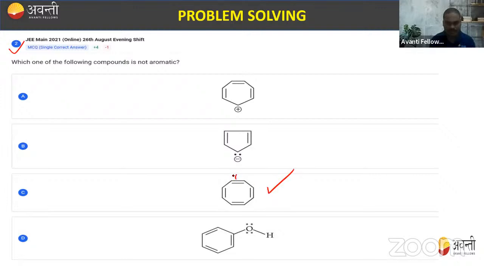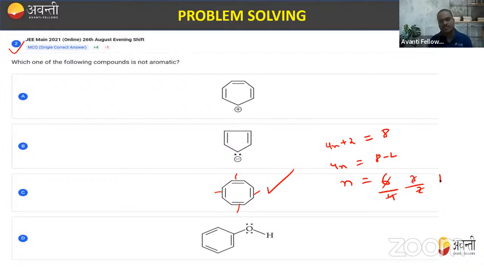Because here we have 1, 2, 3, and 4. So this is equal to 4n plus 2, and this is equal to 8 electrons. So 4n is equal to 8 minus 2, which is equal to 6. So n is equal to 6 by 4. So this value comes out as a fraction, that is 3 by 2 or 1.5. So whenever the value of n comes out as a fraction, it is not an aromatic compound. Always remember this. So we can say that this is not an aromatic compound.